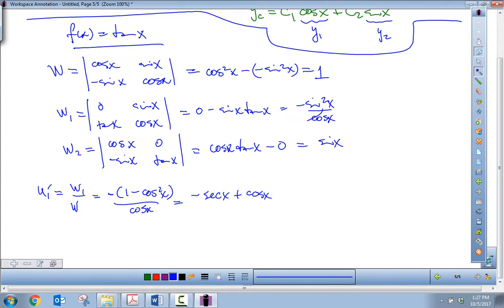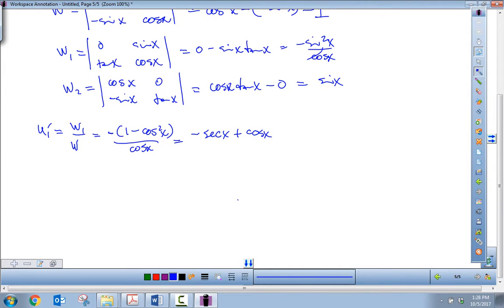Well, since we're here, let's continue to work with this side and just find u1, the antiderivative of minus secant, what? Is that good? Minus secant x plus cosine x. I guess we're filling the W. Or it's just one. It's just one, so that's nice.